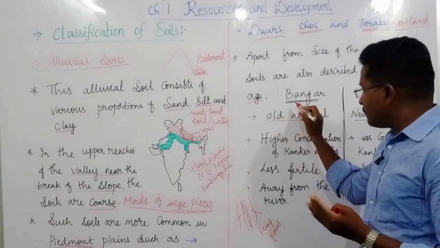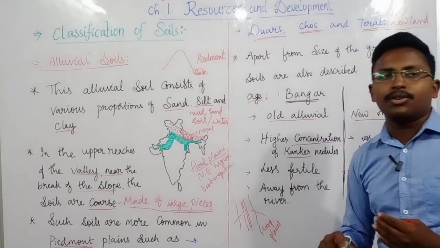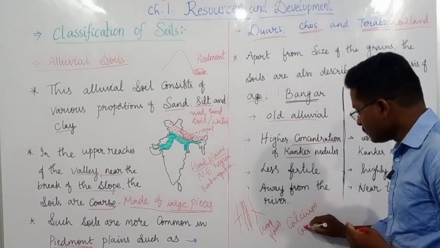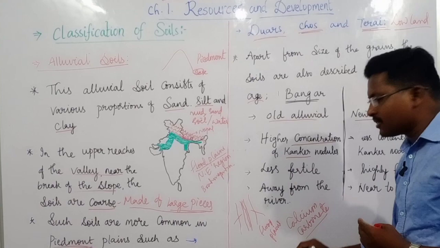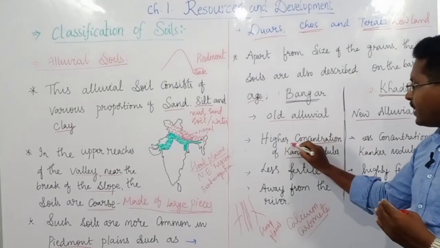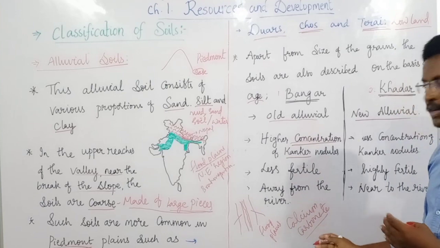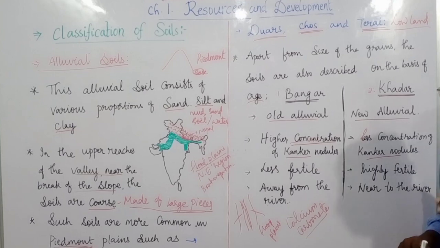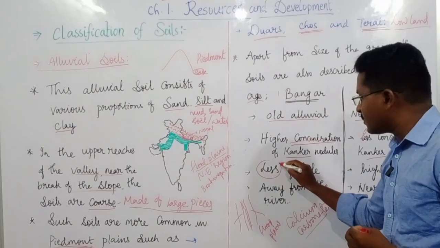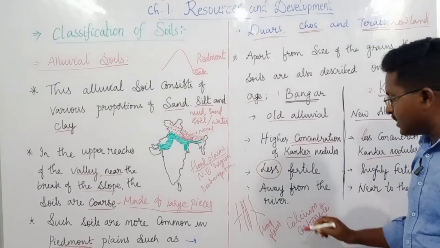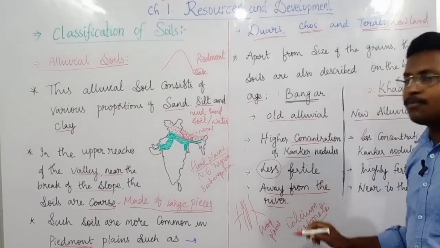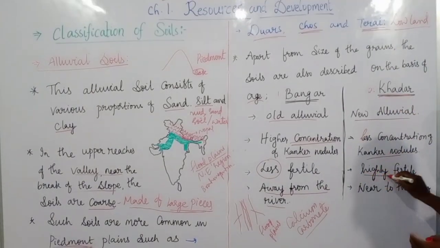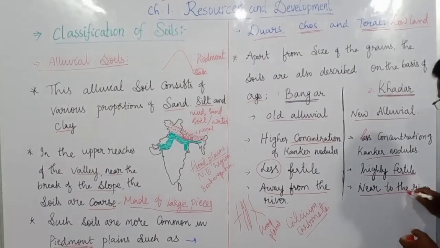Then in Bangar there is a higher concentration of kankar nodules. Kankar means, you can simply say, calcium carbonates. So in Bangar you can find a higher concentration of calcium carbonates compared to Khadar, where there is a lesser concentration of kankar nodules. Then Bangar is somewhat less fertile. Why is it less fertile? Because it is away from the river. Bangar soils are somewhat away from the river compared to Khadar. Khadar is highly fertile. Why? Because it is near the river.